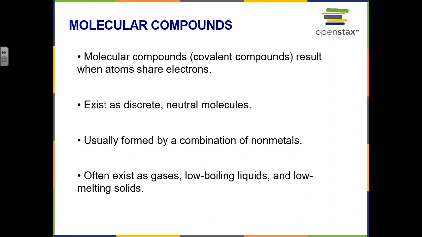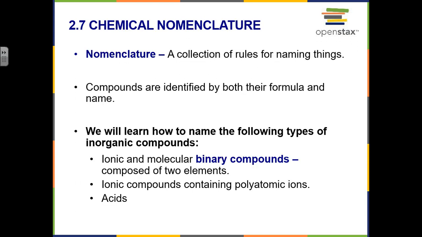Now, molecular compounds, which are covalent compounds, result only when atoms share electrons, which is unique compared to ionic compounds, which form as a result of the process of transfer. They exist as discrete neutral molecules, and are usually formed by a combination of nonmetals. They often exist as gases, low boiling liquids, and low melting solids.